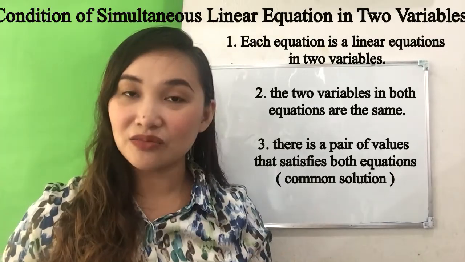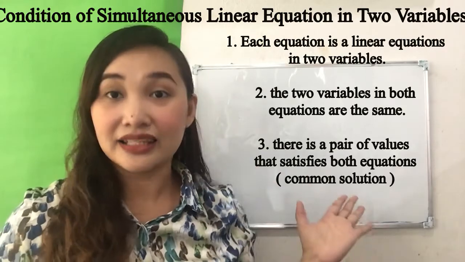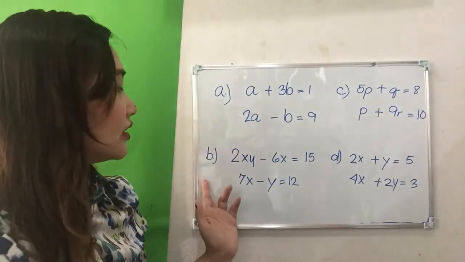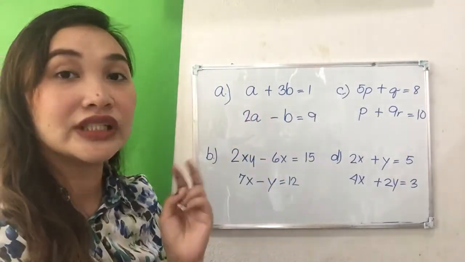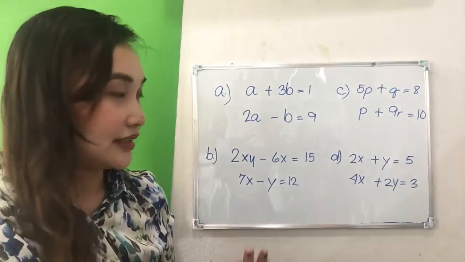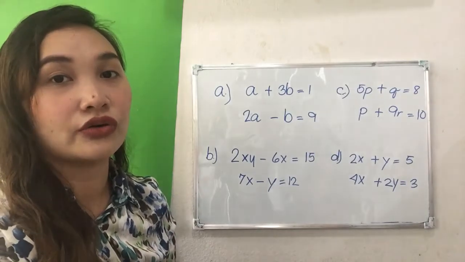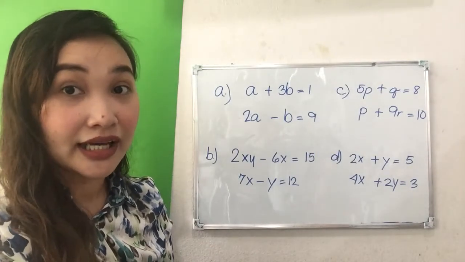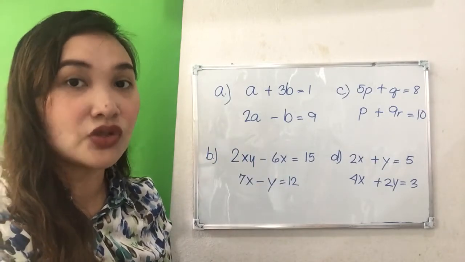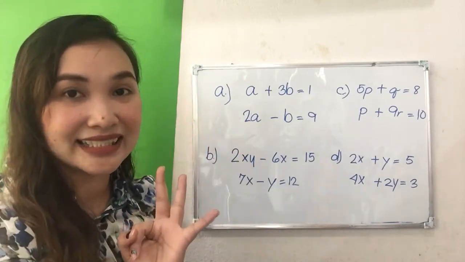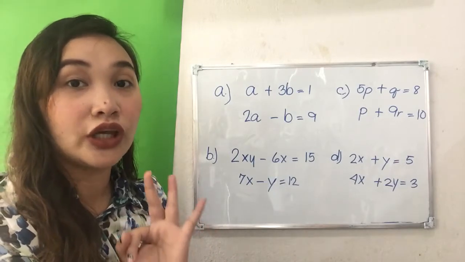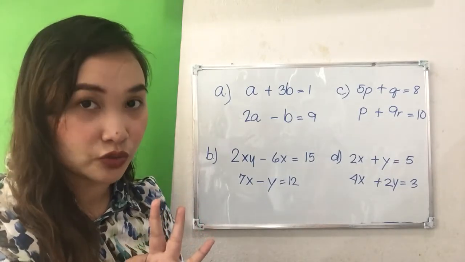So to understand more of that, we have this one. First, you can notice that in our examples we have two different equations. That is why we call it simultaneous linear equations of two variables. So let's try to check if these examples are simultaneous linear equations in two variables with the three tips that I gave you earlier.